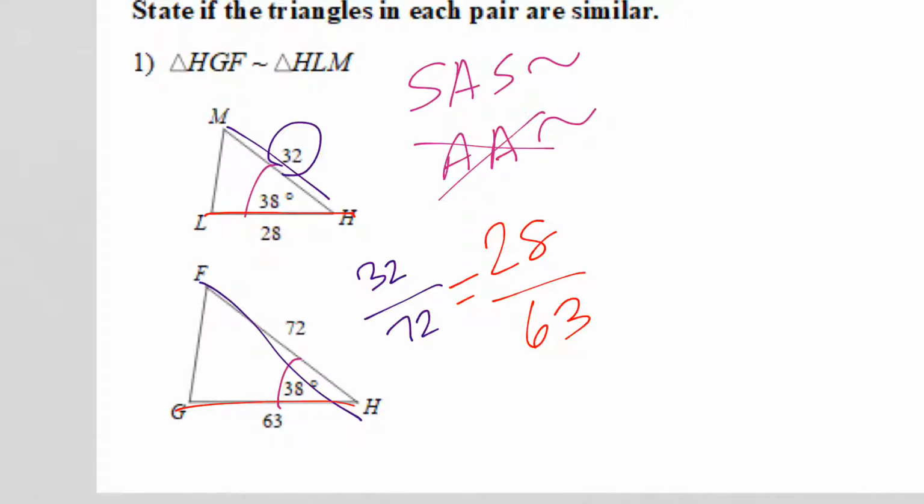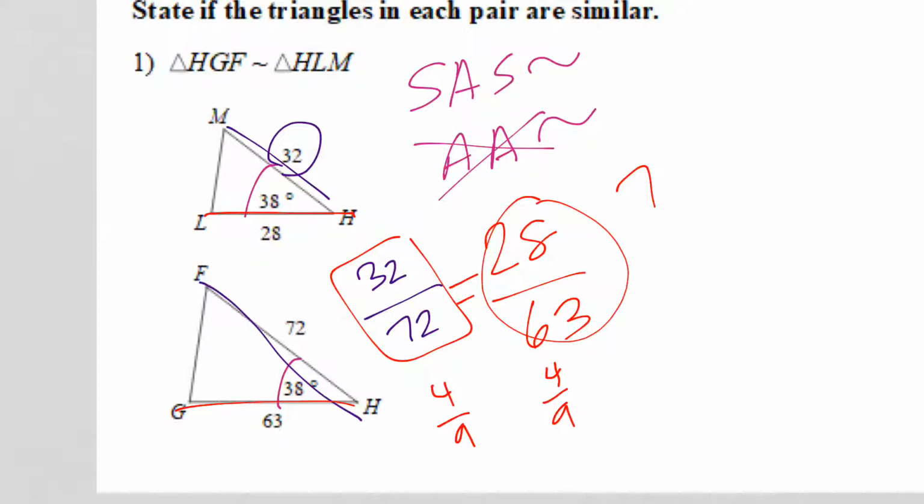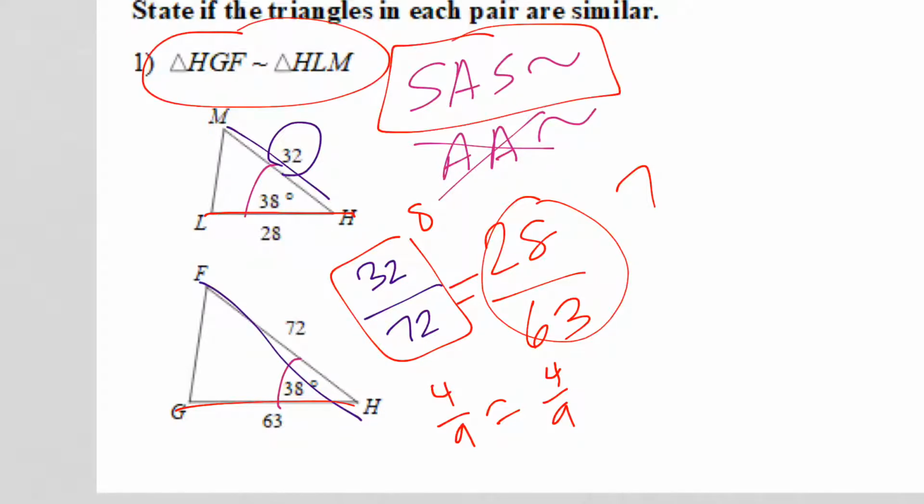If I reduce both of my proportions, I get 4/9 for both of these. So this one I reduce by 7, and 32 over 72 I reduce by 8. So they end up being the same. So that means that these 2 figures are in fact similar by side-angle-side similarity. Even though the sides are not congruent, they are proportional.